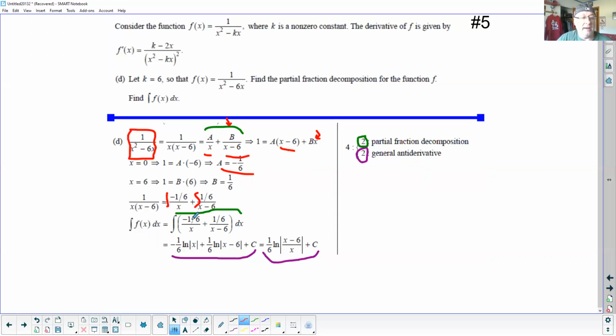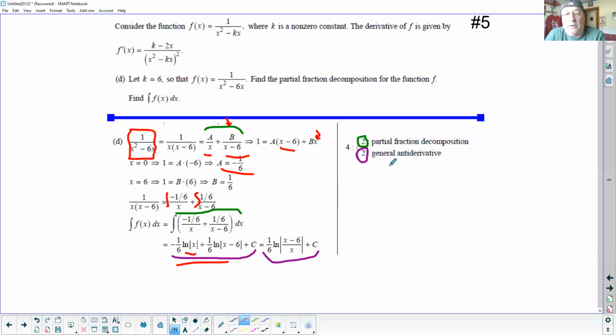Now, when I do that, I personally like to pull the negative 1/6 in front, so this is just basically 1 over x, and the antiderivative of 1 over x is ln of x. Bring the 1/6 in front, so the antiderivative of this 1 over x minus 6 is ln of the absolute value of x minus 6. You can stop right here.